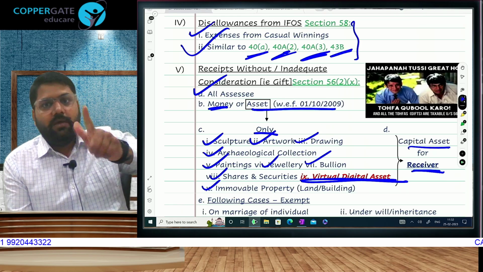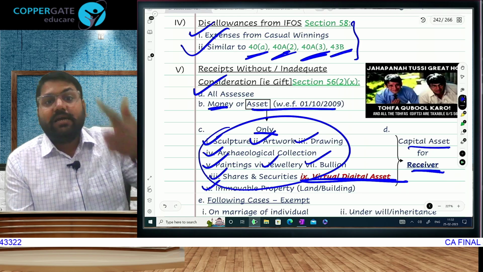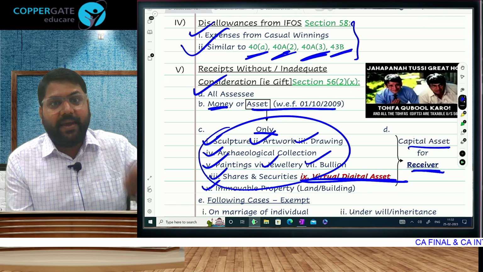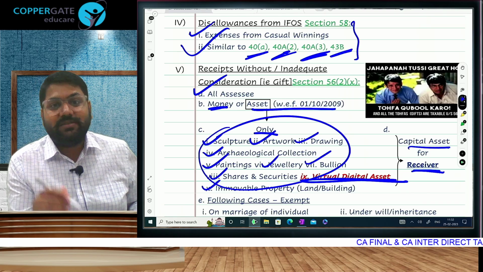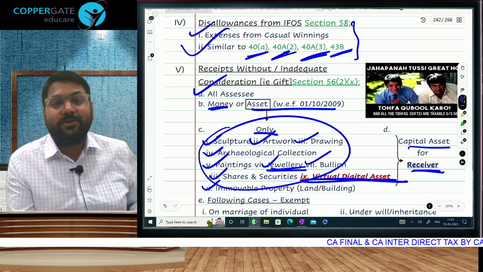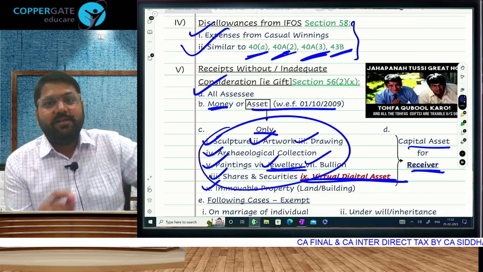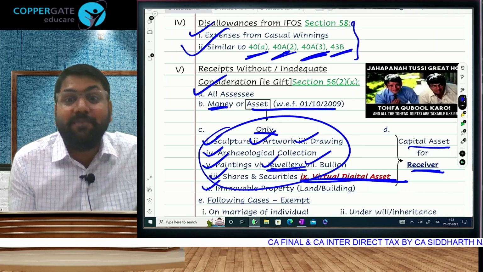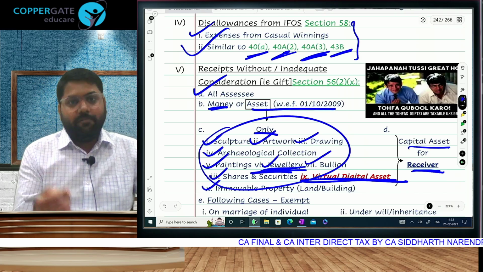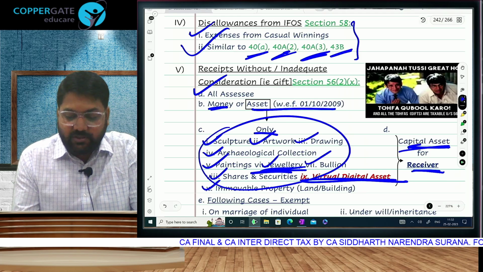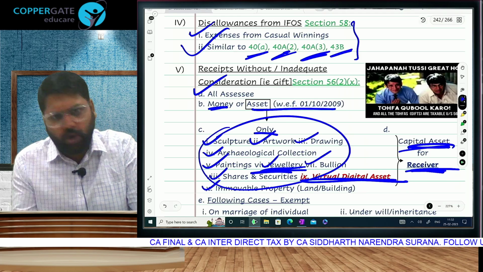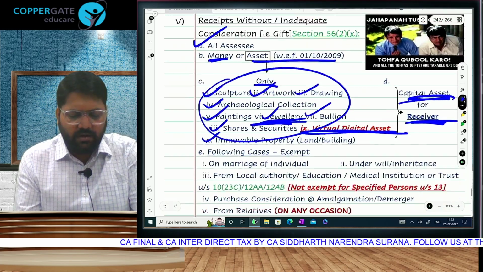So all assessees, money or asset, but only selected assets. Car received as gift is not taxable. Pen received as gift is not taxable. But if the pen includes any precious or semi-precious metal or stone, a diamond studded watch or gold plated watch, then it will become jewelry and fall in this. Normal pen or car or anything is not taxable as gift, and it has to be a capital asset for the receiver. If it is stock in trade or any other asset, then it will not be taxable.